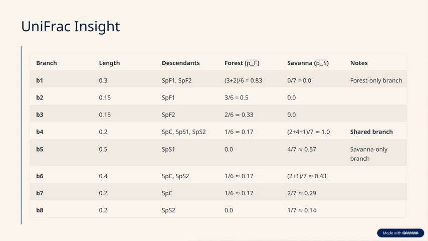Looking at branch B6, with a length of 0.4, including SBC and SBS2, we see about 17% in the forest and 43% in the savanna. This indicates some shared presence, but with a stronger association to the savanna. Branches B7 and B8 are shorter, 0.2 each, including SBC and SBS2, respectively. Their presence is mostly in the savanna, with minimal or no presence in the forest, reinforcing the idea of environment-specific lineages. Overall, this analysis highlights how different branches are associated with either forest, savanna, or shared between the two.